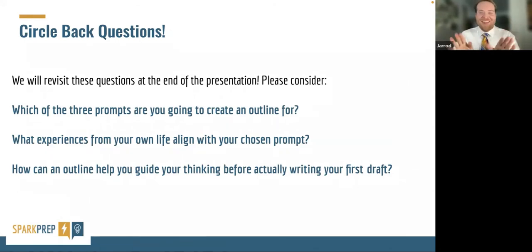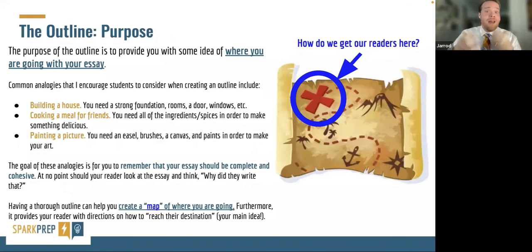So don't worry, you don't need your answers yet. We're just putting those questions out into the world. We'll revisit them. So we're finally at it, the outline. What is the purpose of this outline, this word that I keep saying? The purpose of the outline is to provide you with some idea of where you are going with your essay.